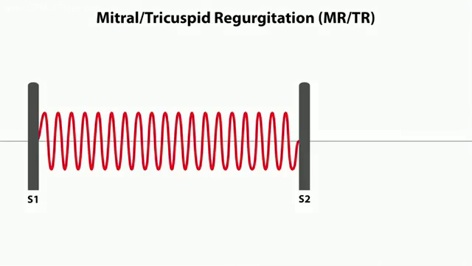Let's also briefly mention tricuspid regurgitation. Now, the tricuspid valve is the right-sided equivalent of the mitral valve, right? So the murmur sounds the same as mitral regurg. It's a holosystolic murmur, but it's going to be loudest in the tricuspid area.